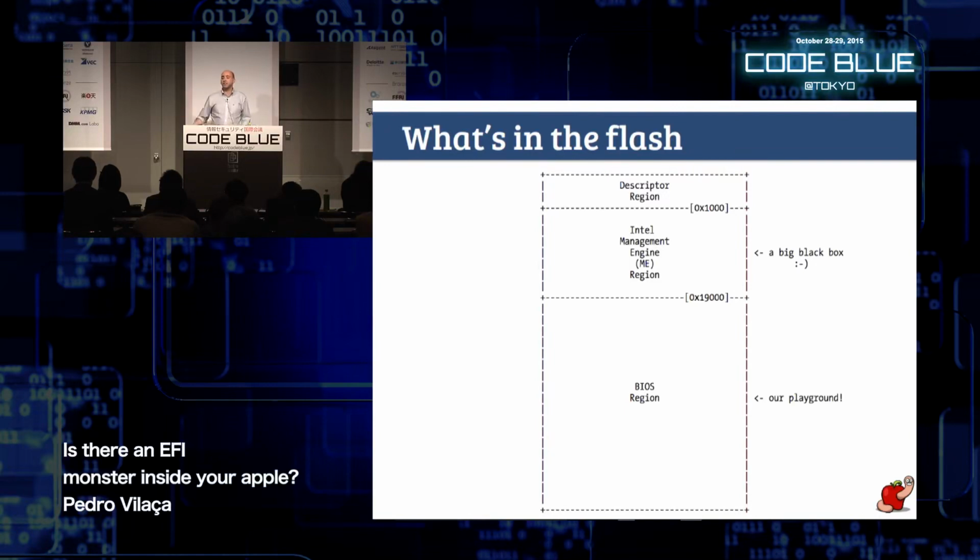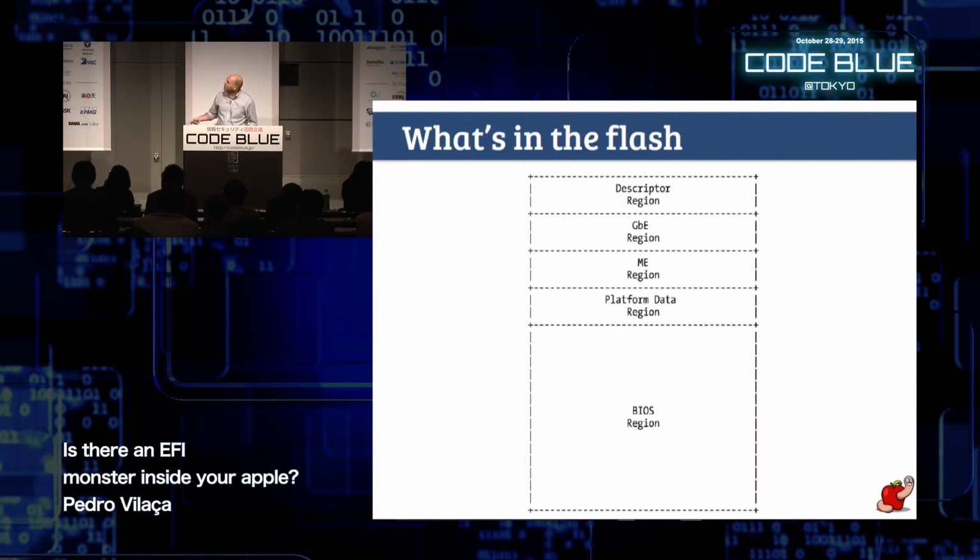There was a presentation at the first Code Blue by Igor, which is a very big, very interesting black box for rootkits. Igor is the only person in public doing research on this. I will talk about this in a bit. And then you have the BIOS region, which contains all the contents that we want for finding rootkits or reverse engineering. Another example of BIOS from a newer machine.